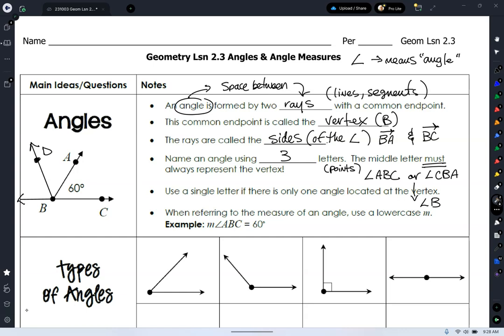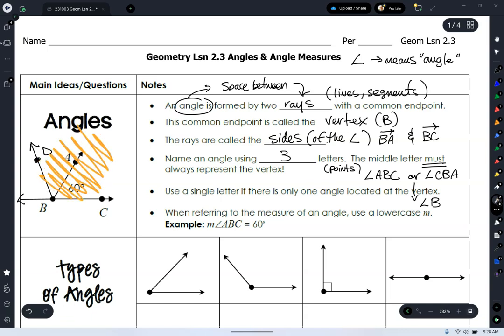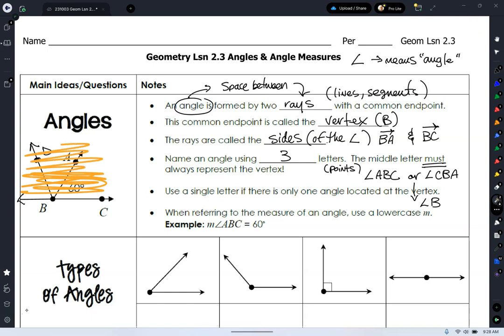Because if you say to me, hey, Mr. Farkas, that's angle B, I don't know if you mean this angle B, this angle B, that angle B, or watch this one, that angle B. There's a lot of angle B's there. So you've got to be specific about your naming of your angles, okay?